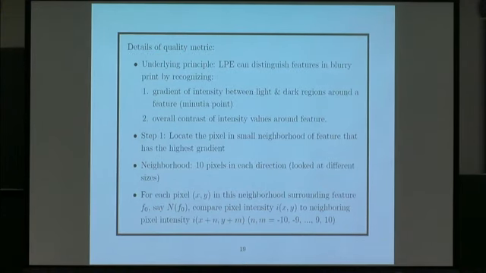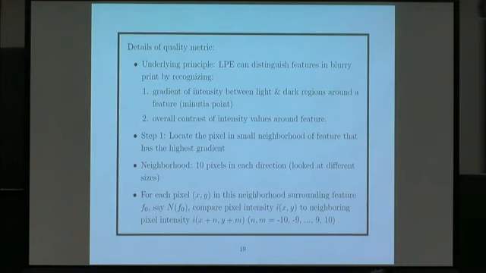The details of the quality metric, I don't really have time to do this, but I'm going to say it anyway. The underlying principle is the gradient intensity between light and dark regions and the overall contrast. So that's what this metric involves, those 2 pieces, and we're going to multiply them together. So step 1 was to locate the pixel in a small neighborhood of a feature that has the highest gradient, and then look at 10 pixels in each direction. We did look at different sizes.